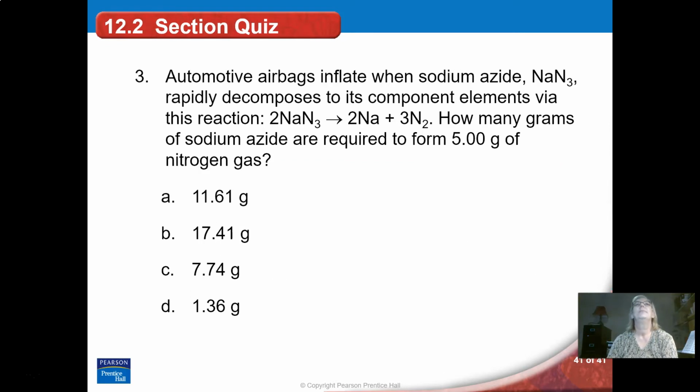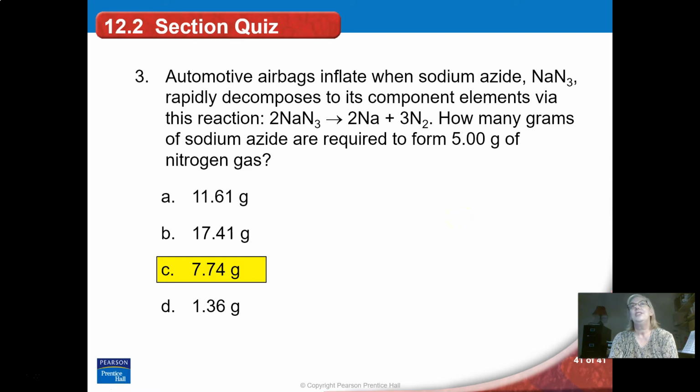Last question. We have the airbags, and it is this chemical reaction. If we start with 5 grams of nitrogen gas, how many grams of the reactant, sodium azide, do we need to make 5 grams of gas? So pause me, try that math. It's going to be a gram to gram problem, so these are really important. This one you really need to know how to do. Pause me, and I'll do the answer in a sec.